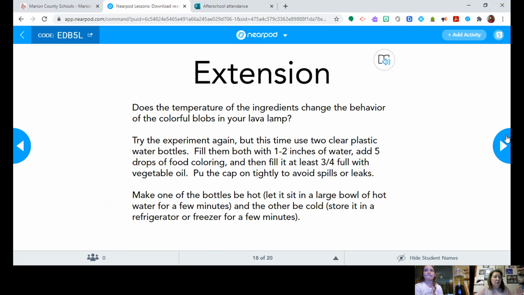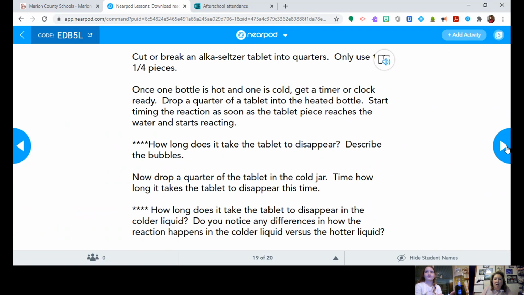Or you can make your lava lamp and stick it in the refrigerator or freezer for a few minutes, pull it out, put the Alka-Seltzer tablet in, and see if it makes any difference if it's cold. You can do the same thing for hot. You can put it in a bowl of hot water, make it hot, put your Alka-Seltzer tablet in, and see if it makes any difference with your bubbles. Those are some science experiments you can do on your own.